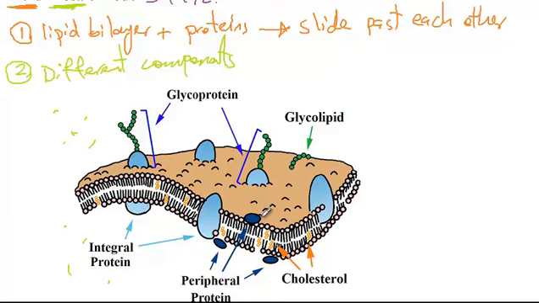On the other hand, we have peripheral proteins, which can be located either on the outside or inside of the cell. Then we have cholesterol, which is inside the core of the cell membrane. So here you can see that there are cholesterol molecules inside the core of the cell membrane. And then finally, we have carbohydrates that could be attached to the phospholipids, which is called a glycolipid, or it could be attached to a protein, which is called a glycoprotein.